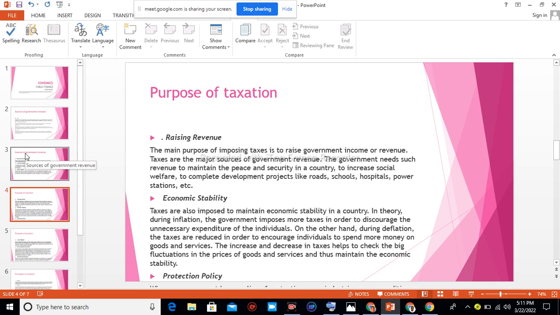So we'll go to the purpose of taxation as our next objective. The first purpose of taxation is raising government revenue. The main purpose of imposing taxes is to raise government revenue or income, whereby taxes are the major source of government revenue. The next purpose is economic stability, where taxes are imposed to maintain the economic stability of a country.